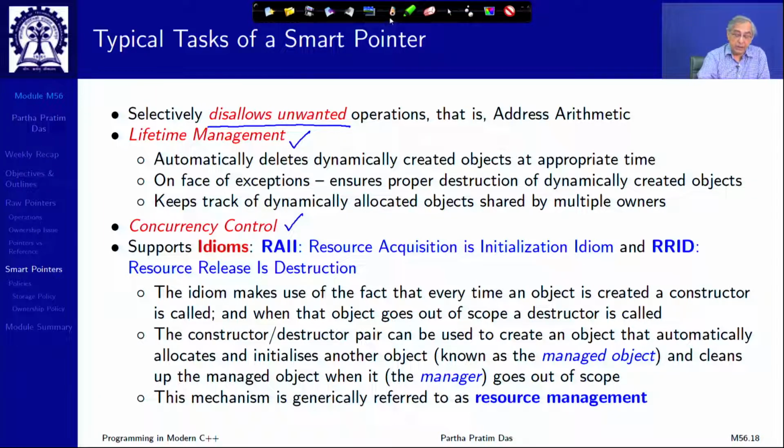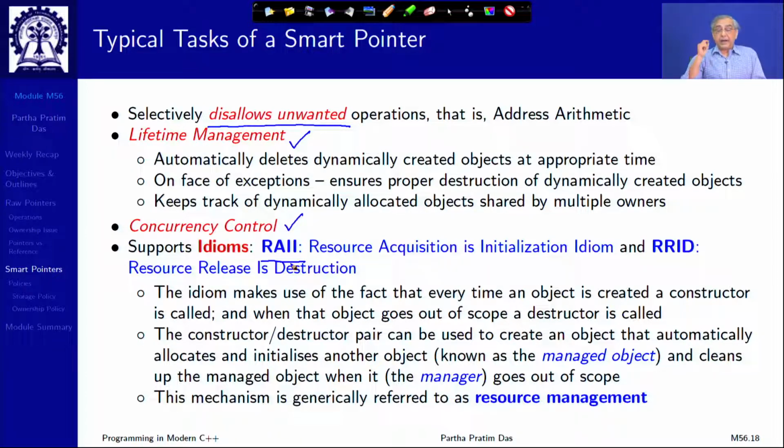So what does RAII mean? RAII means that as soon as you acquire a resource, you initialize it. You do not let it move around. So in the smart pointer, I said there is a raw pointer pointing. As soon as you create the smart pointer, at that point itself you must acquire the raw pointer that is pointing to something. And that object which it is pointing to is called the managed object.